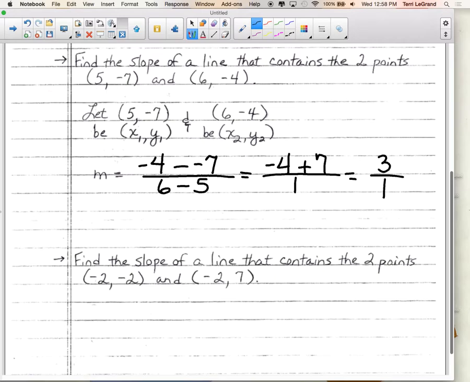Integer, what's an integer again? What kind of number? A whole number or its opposite. The whole numbers, which are 0, 1, 2, 3, 4, 5, and their opposites, like negative 1, negative 2, negative 3. So if we can simplify it to an integer, we simplify it to that, or a simplified proper fraction, or a simplified improper fraction. No mixed numbers, no decimals. Okay, 3 over 1 is an integer, right? So we're going to say m equals 3.